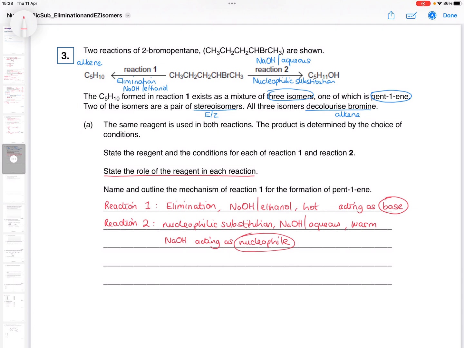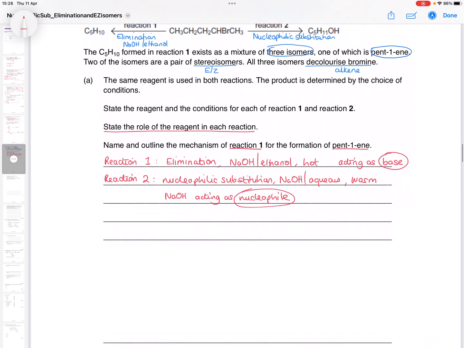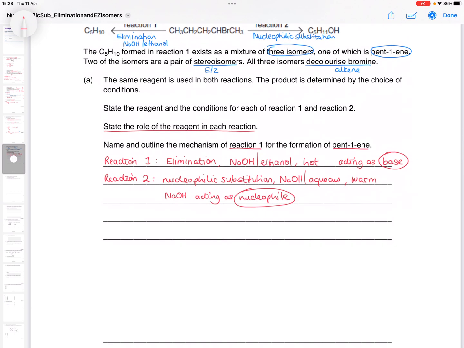Name and outline the mechanism of reaction 1 for the formation of pent-1-ene. So let's draw out our starting material. And then to make the pent-1-ene, we're going to be putting the double bond on carbon number 1. So we'll need to take the hydrogen from carbon number 1. Our 3 arrows again.